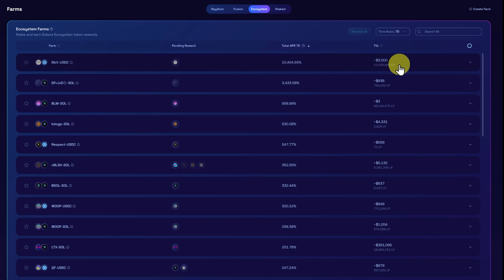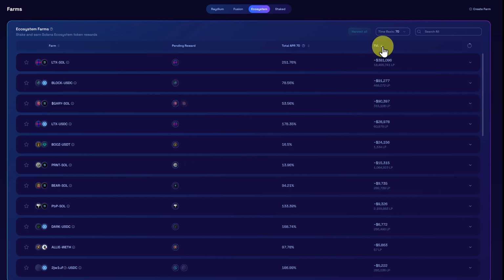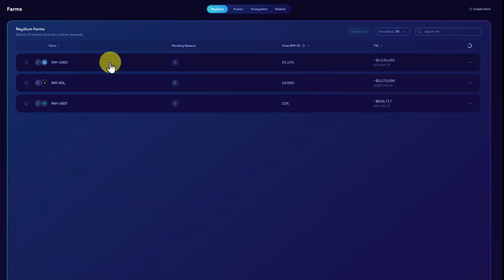The amount of liquidity in the pool is only $3,000 though, so it's not very much. I prefer to change the TVL to go to the highest amount. However, I'm not even sure what the LTX token is. It's earning good rewards and it has quite a bit of TVL. You will see on Raydium and Orca, they use their own token as part of the liquidity pools. These are inflationary tokens, very inflationary.